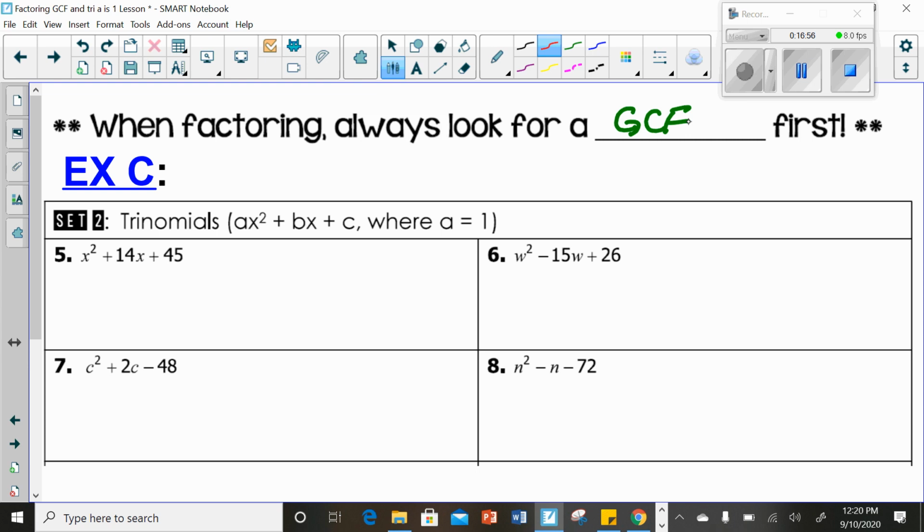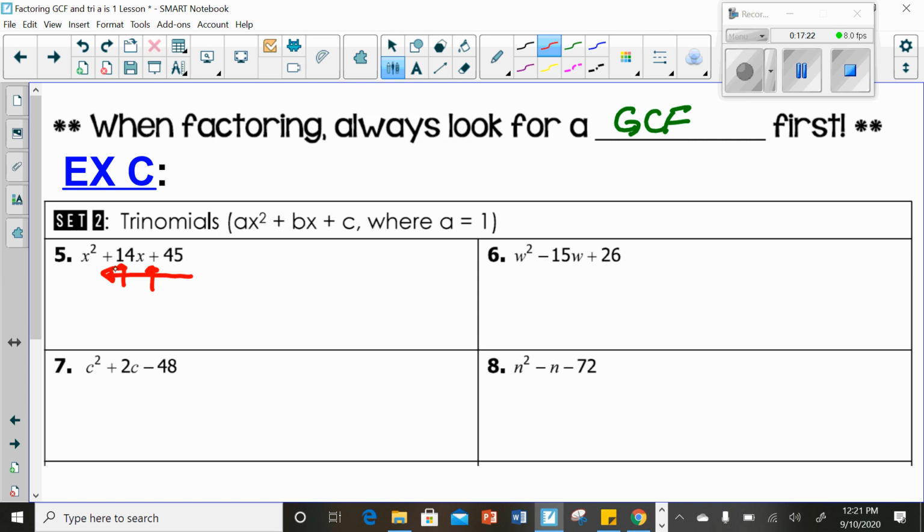So then the method that we're going to use, you're basically going to read this problem backwards. So as you look at this problem, we're going to read it backwards. So in other words, we're going to take that 45 and we are going to add, because there's a plus here, we're going to take the factors of 45 and add them to get 14.